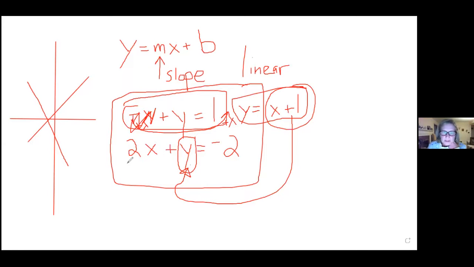I'm going to write the second equation now as 2x plus, and instead of writing y, I'm going to take this stuff: x plus 1 equals, and this is what it equals, negative 2. Okay? So far, so good?